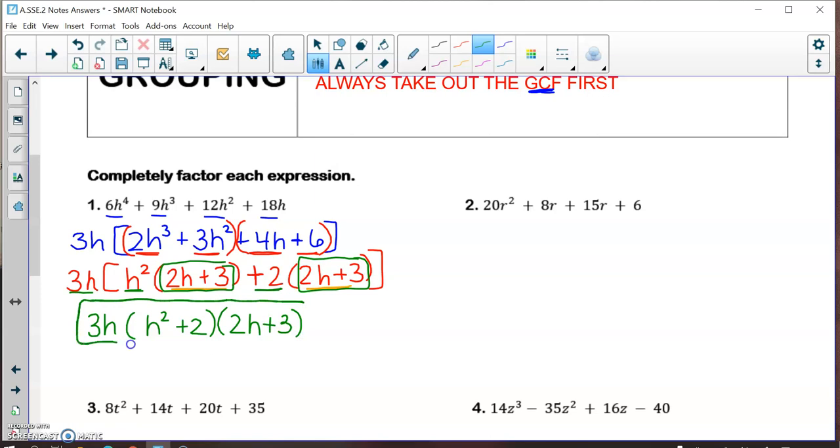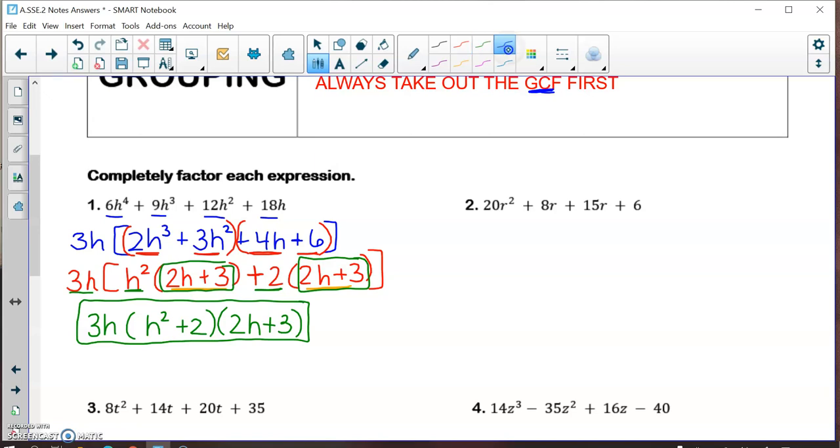Now the order that your binomials go in does not matter because multiplication is commutative. So you could have written a 3h times a 2h plus 3 times an h squared plus 2. But that is fully factored.